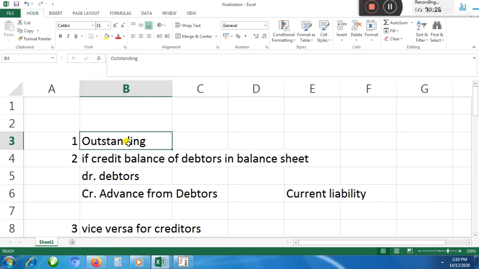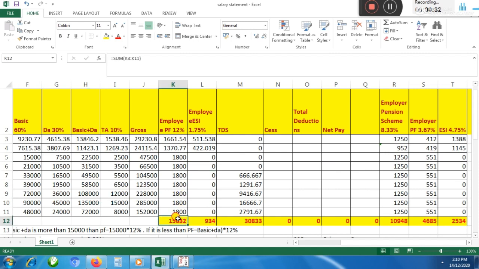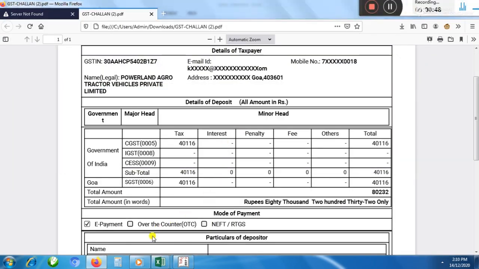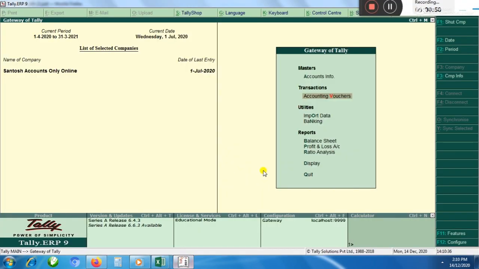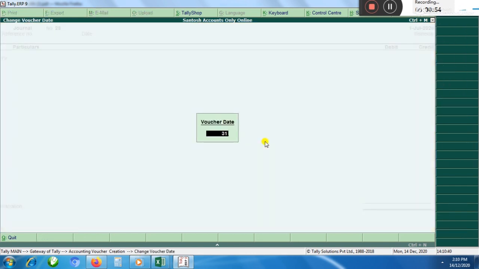For example, one is the salary statement. Assume that this salary statement is of March, but all this PF, ESI and everything is payable in the next year. So all this you have to pass as a journal entry on the 31st of March. So how to pass those entries in the journal? I'll go to the journal entry, journal on 31st of March.